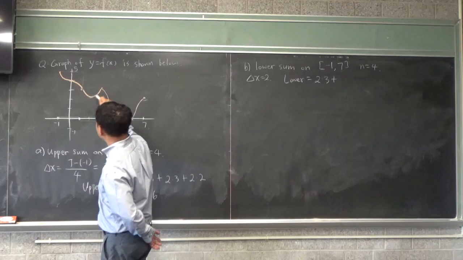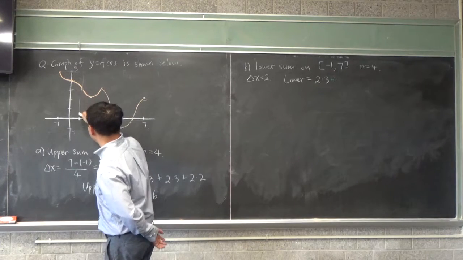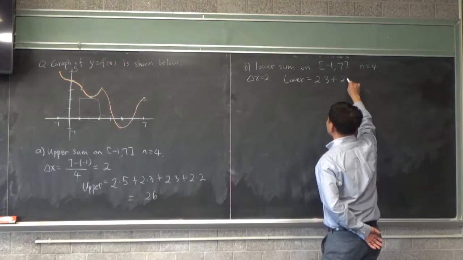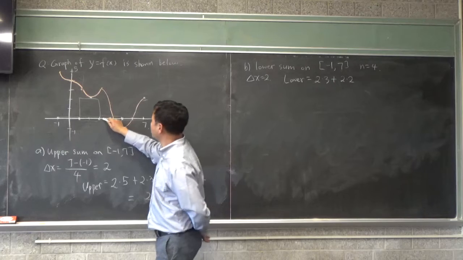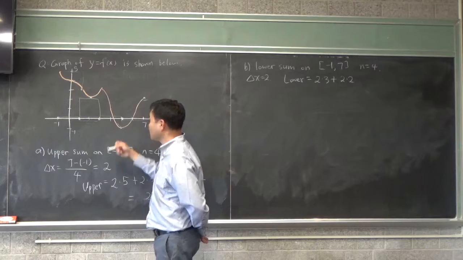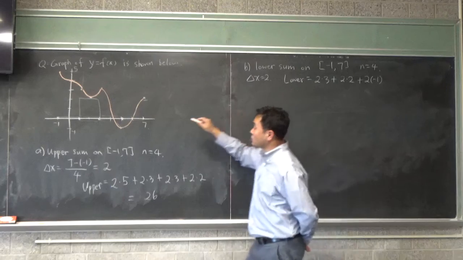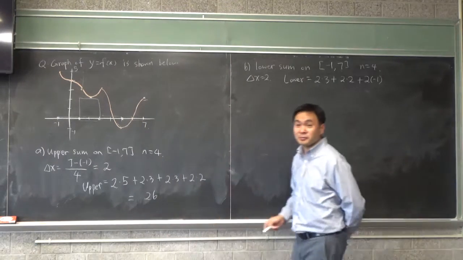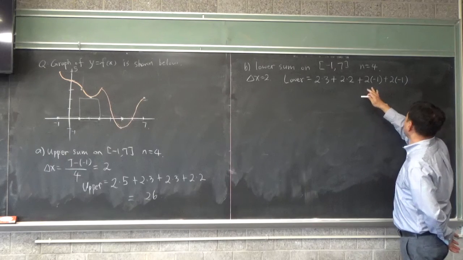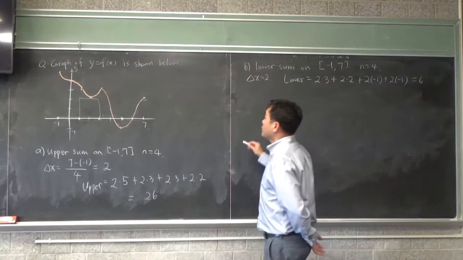Okay, what about this one? This point's the lowest point, so this will be the rectangle that we built. Okay? So it'll be 2 times 2. How about here? -1. Yeah. Goes down to -1. How about the last interval here? -1 again. Right? So it's going to be just 6.